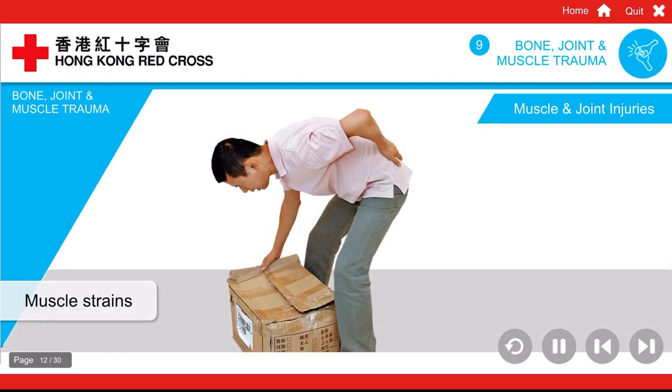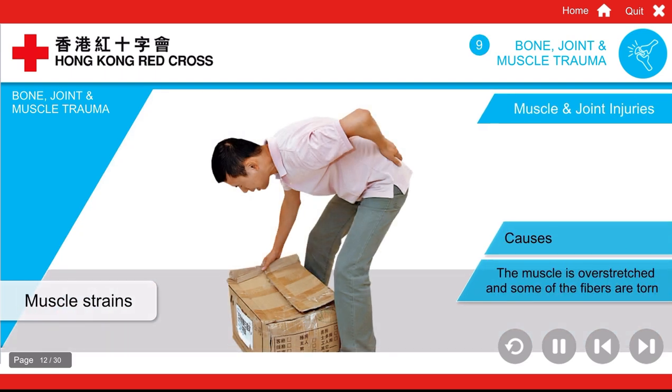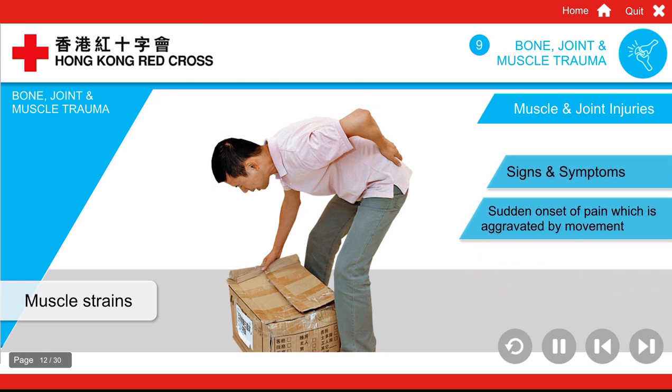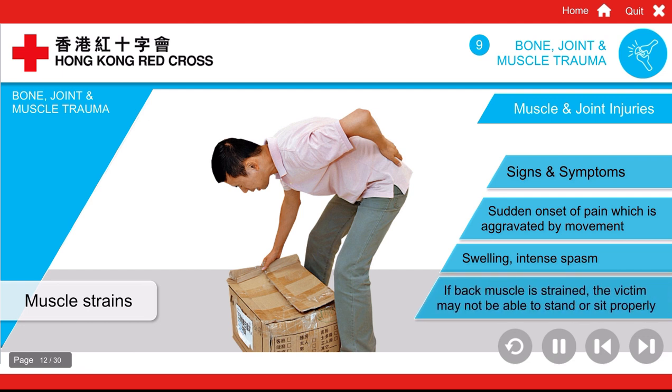The second most common muscle injury is muscle strains. Muscle strains occur when muscles are overstretched, causing partial or complete torn of the muscle fibers or soft tissues. Signs and symptoms include sudden pain of muscle, and the pain is aggravated during movement. There may be swelling or severe muscle spasm. If back muscle is strained, the victim may not be able to stand or sit properly.